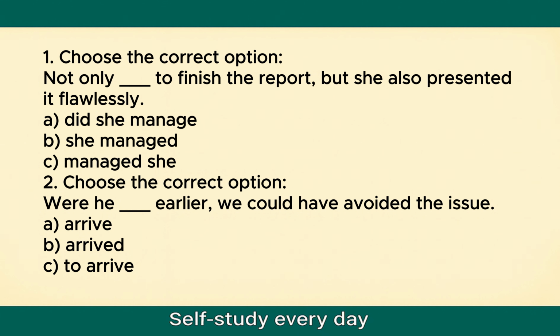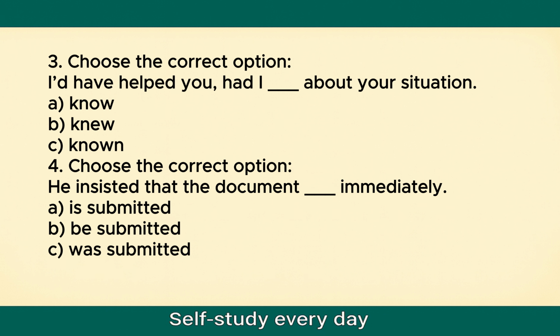2. Choose the correct option. Were he earlier, we could have avoided the issue. A. Arrive. B. Arrived. C. To arrive.